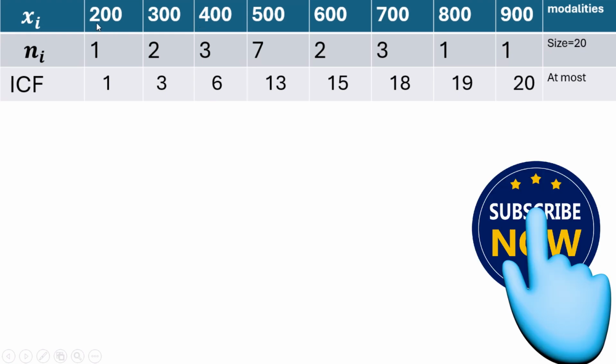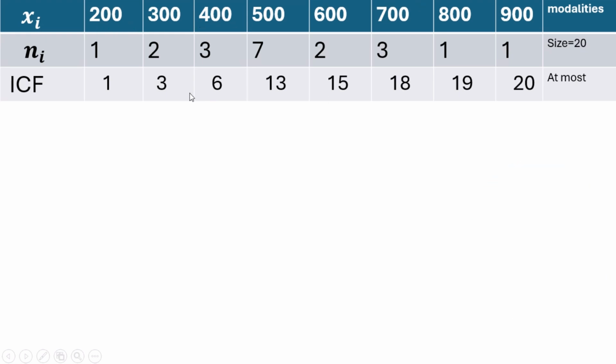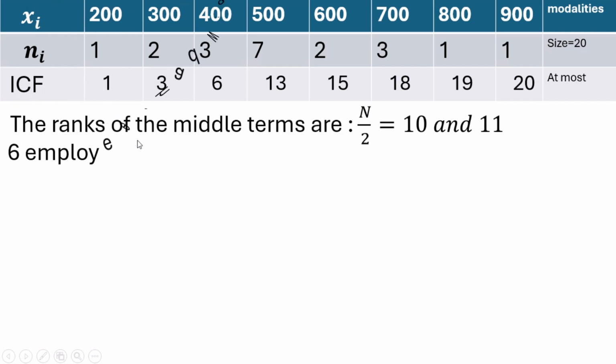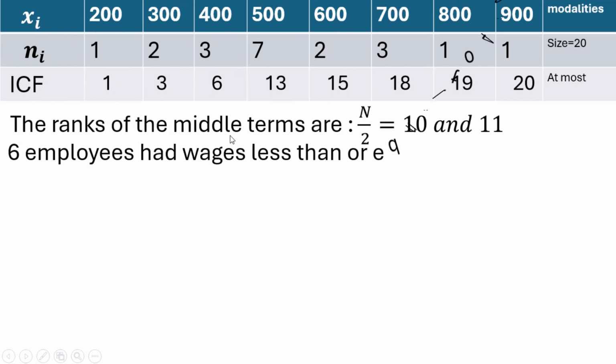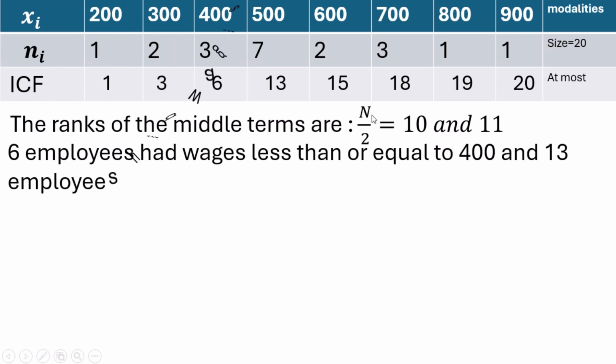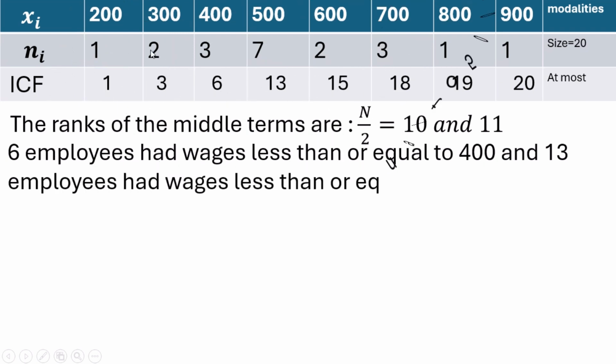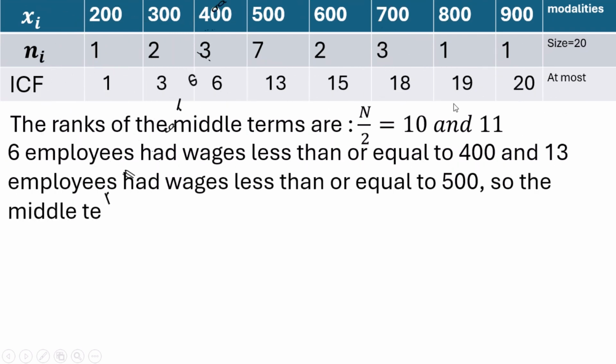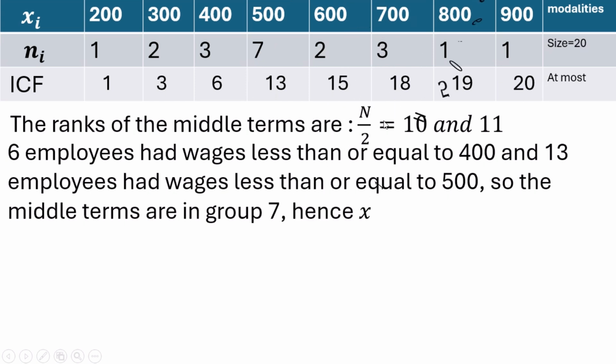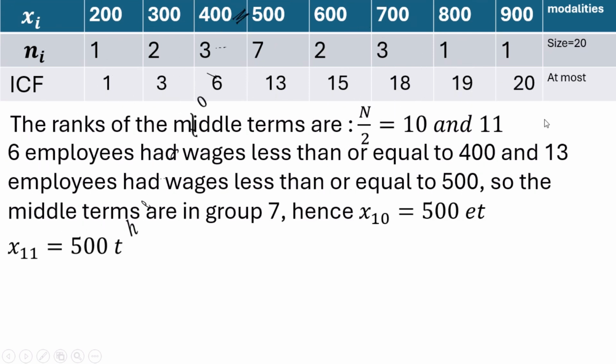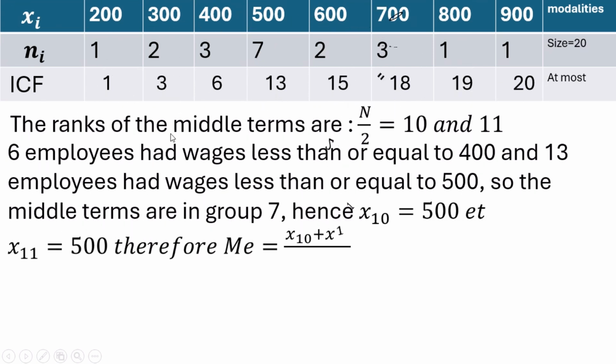Xi, etc. This is our important table. The ranks of the middle terms are n over 2. Middle terms: n over 2 equals 10 because we have 20. N over 2 equals 10, and the 11. These are the middle terms.